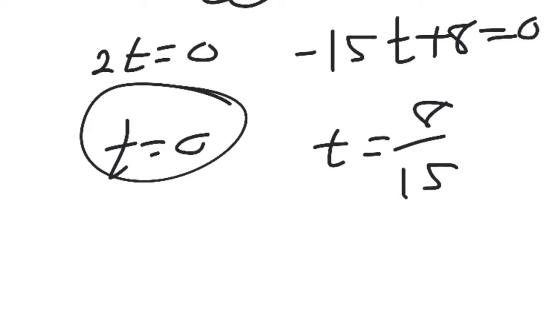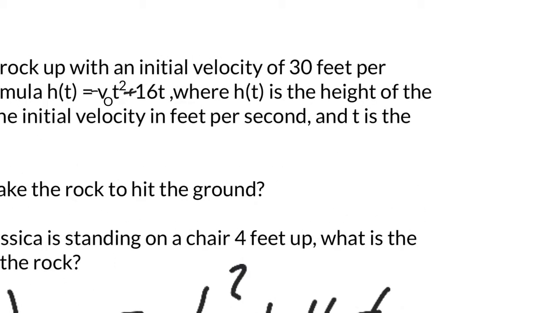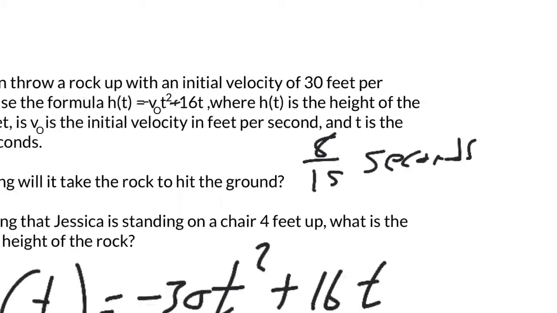So this is the time when we start off the throw. This is the time when we've hit the ground again. So how long does it take for it to hit the ground? It's 8/15 seconds. Not even a whole second.